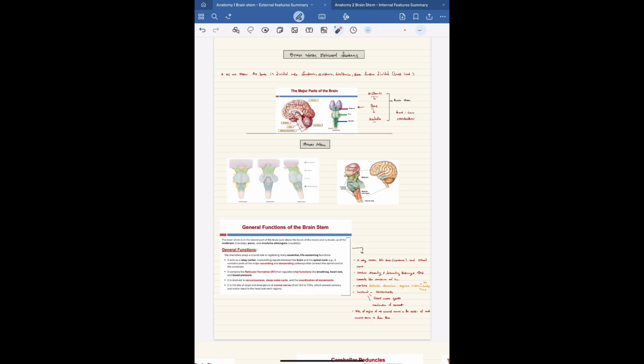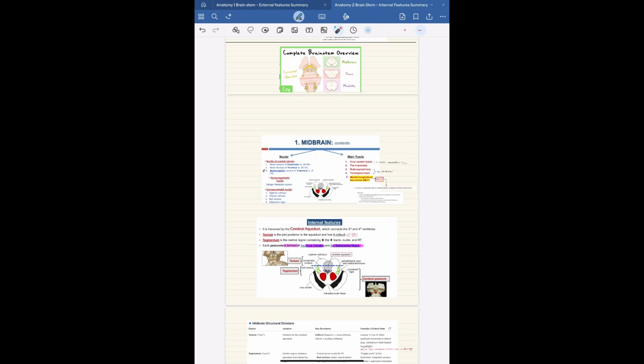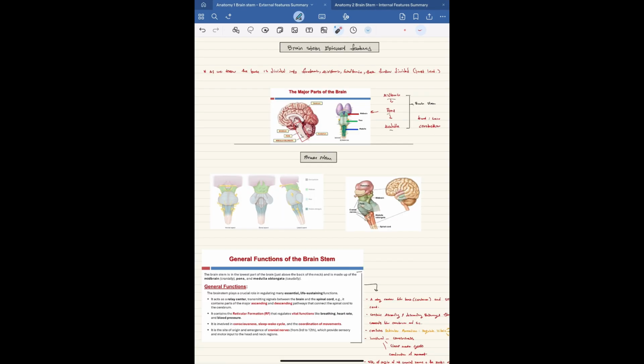With that being said, how this video will be divided is that we'll go through each part of the brainstem. Let's say the midbrain. We will study the ventral aspect, then the dorsal aspect, and then we'll go through the internal features of it. So let's get started with the basics.